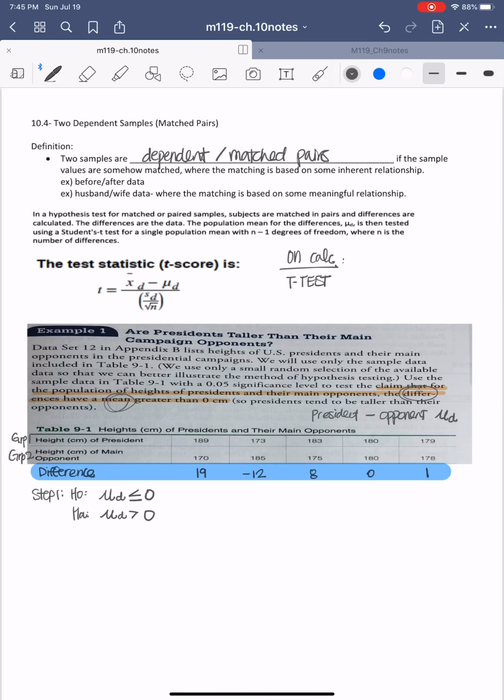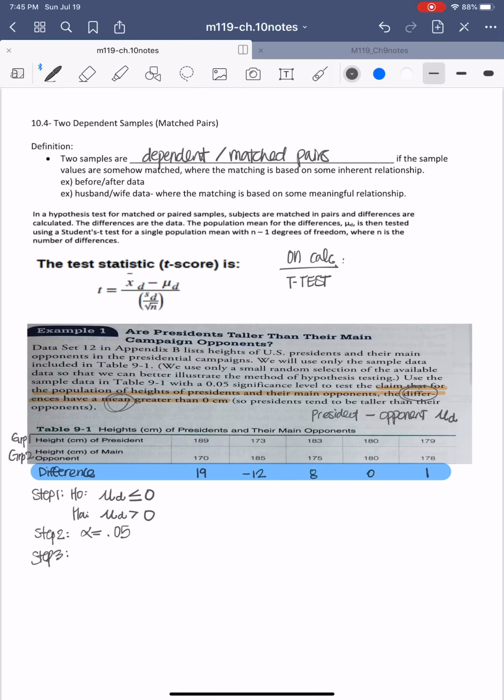Notice that I'm not comparing president to opponent. You see that in the testing claim, I want to look at the difference of the mean, not president taller than main opponent, right? So you have to be careful when you read the questions. Step 2. Alpha value will be 0.05. Okay. Step 3.